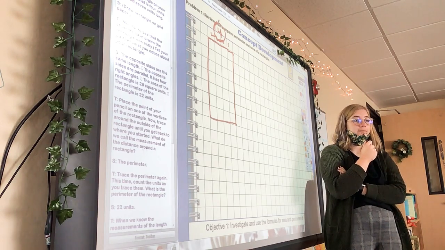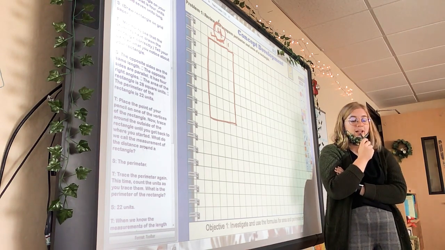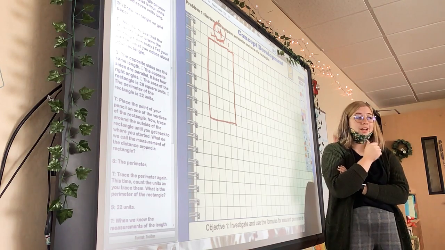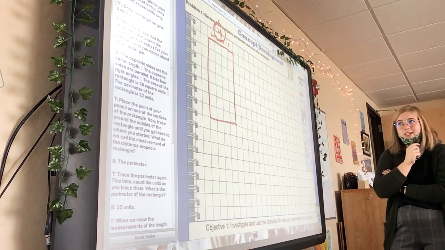Do we need something or are we good? Okay. Last time I checked, area and perimeter wasn't super funny. So if we're laughing about something, maybe we need to check ourselves, okay?